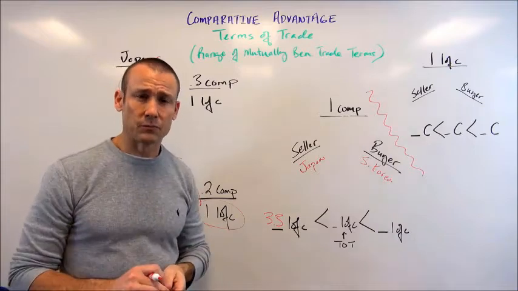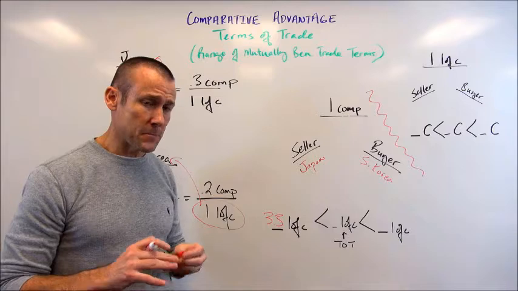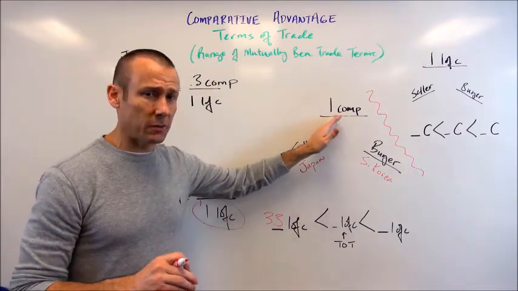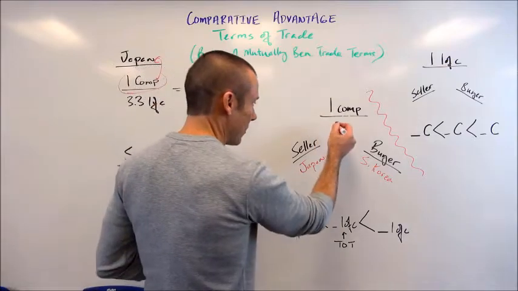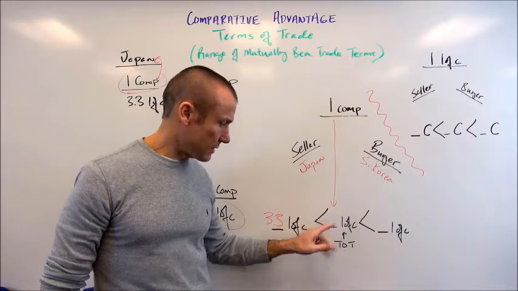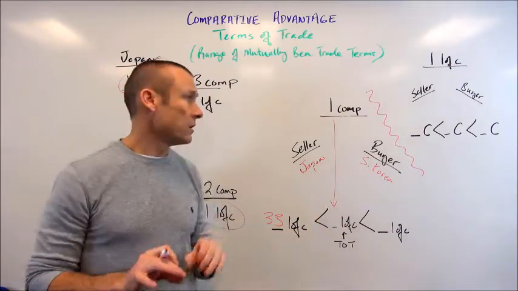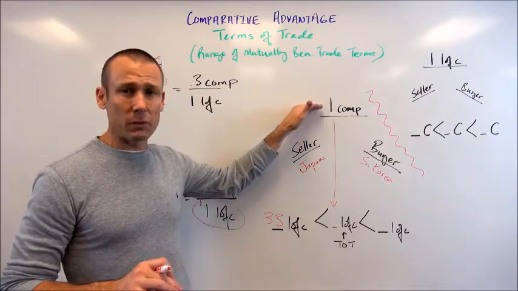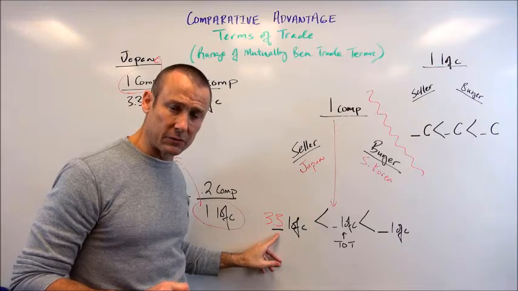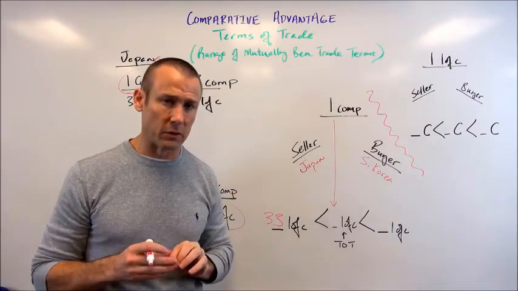So here's the statement, if you will. It would be beneficial for Japan to make one computer and then sell that computer for some price that was greater than 3.3. So, once again, if Japan could make one computer and get more than 3.3 lines of code, it would be beneficial for them. That's the thing we want to focus on.